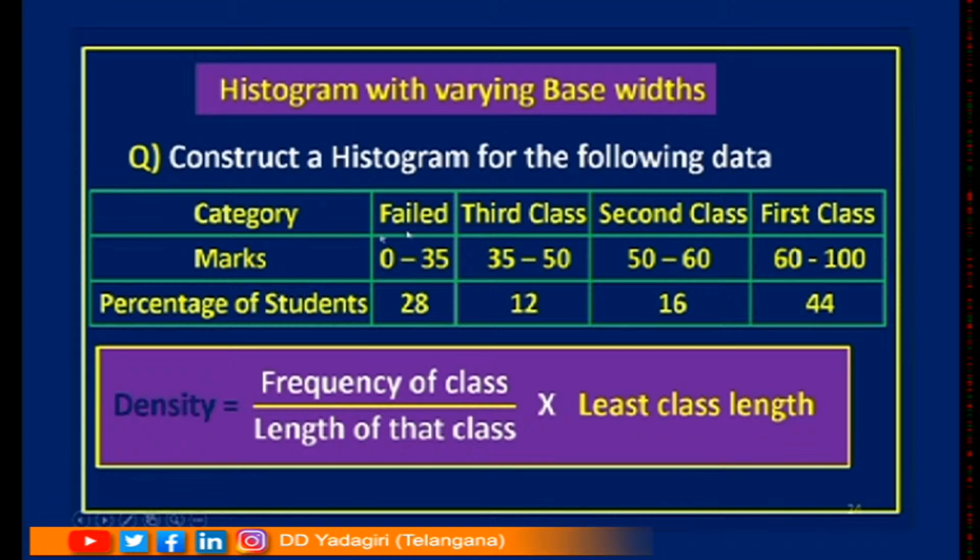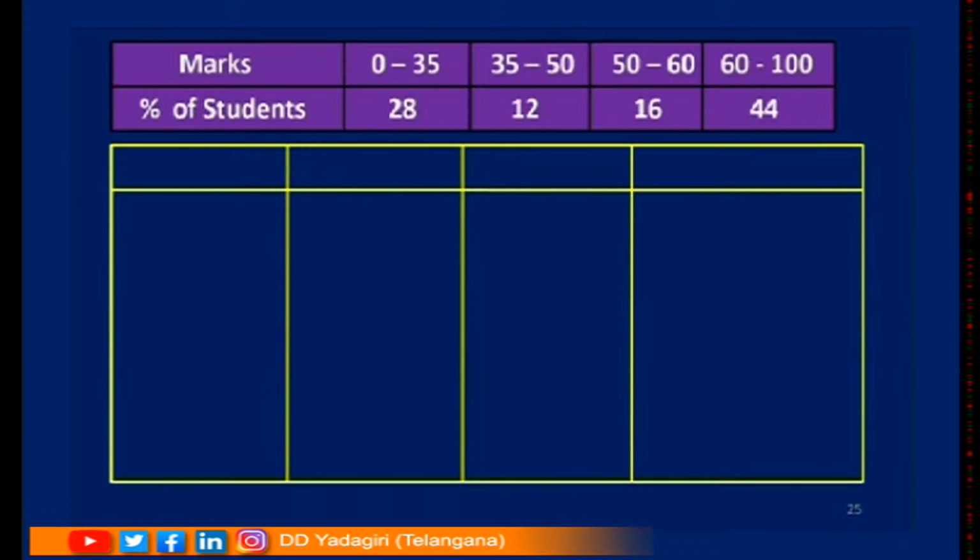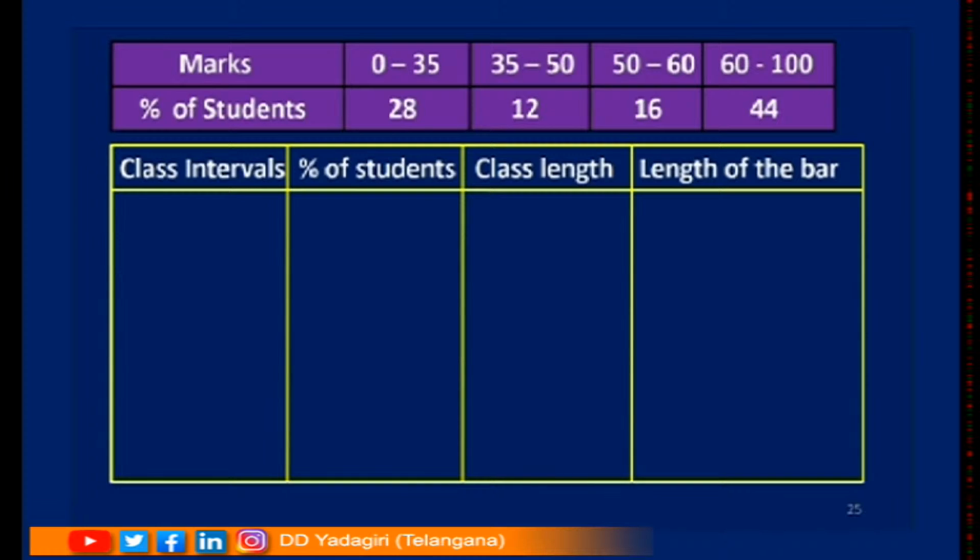Now, when you get this kind of distribution, what do you have to do, children? Yes, we have to find the density. How to find density? Frequency of the class divided by the length of that class, multiplied by the least class length. Now, I am preparing the frequency distribution table here first for the histogram.